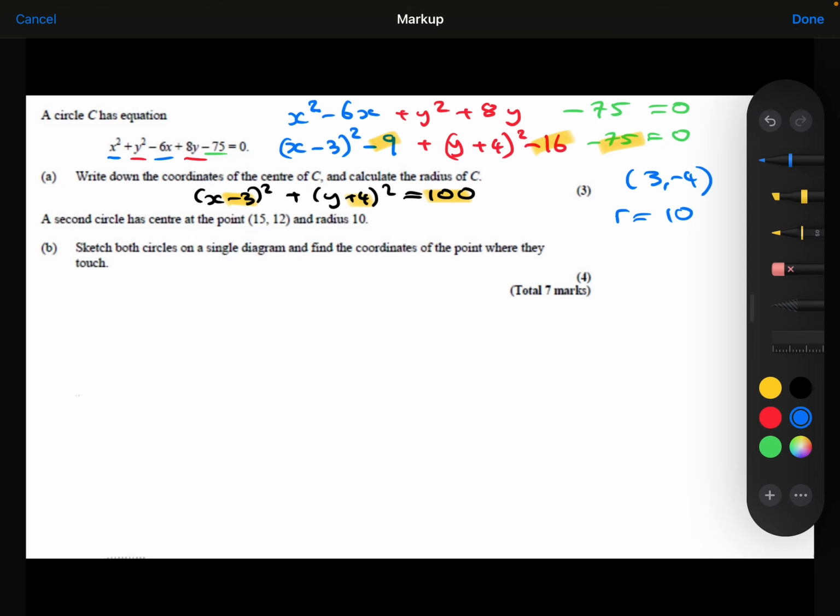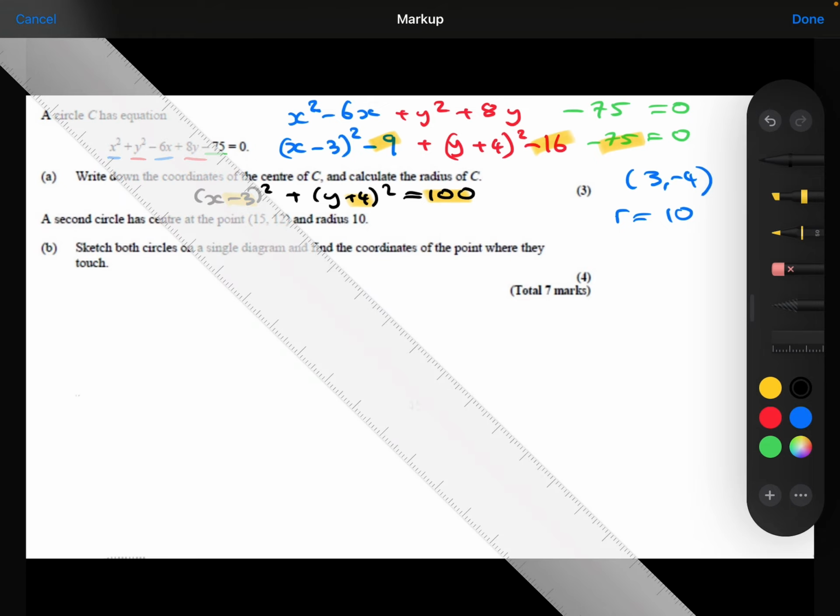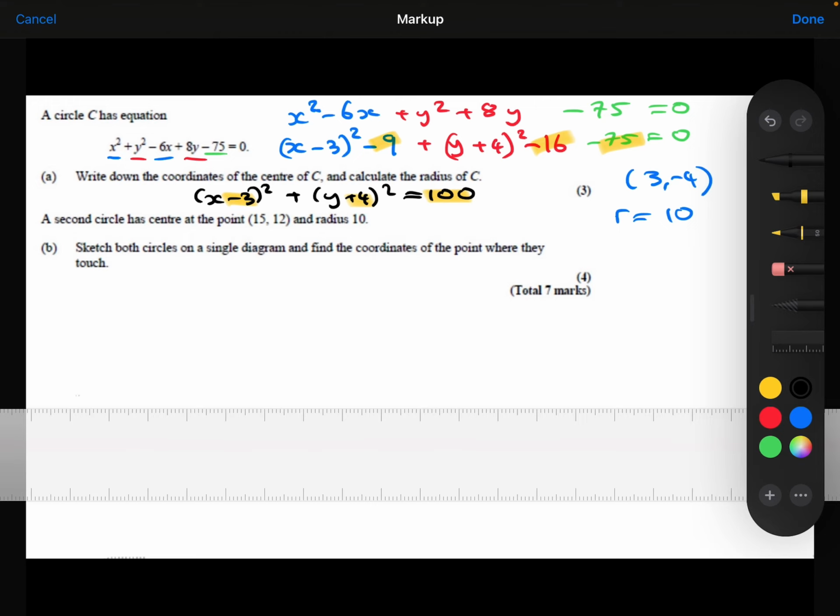We're then told that a second circle has centre at the point (15, 12) and has a radius of 10 also. We need to sketch both of these circles on a single diagram and find the points where they intersect.